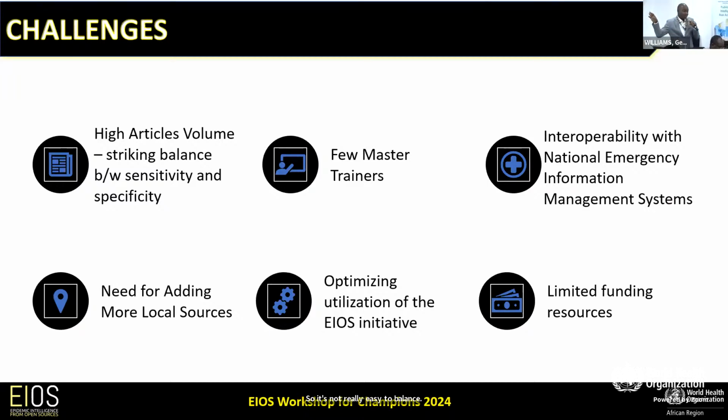The second one is related to master trainers. As you saw, the number of communities is growing. We need more people to be able to support these communities, because our support doesn't end with the onboarding. We have to continue to support these communities. Also, interoperability of other systems used in countries. We also need to add additional sources, looking at local languages in the African region and also radios. We also need to optimize the utilization of EIOS given limited resources.